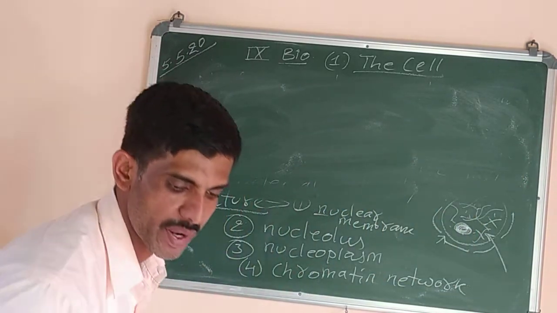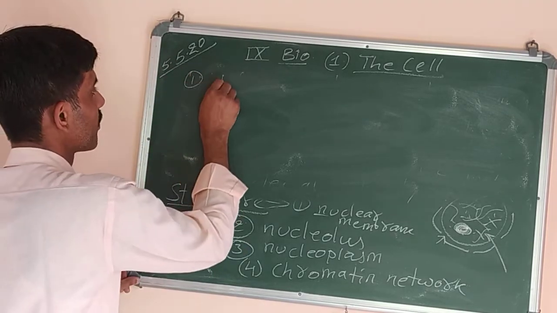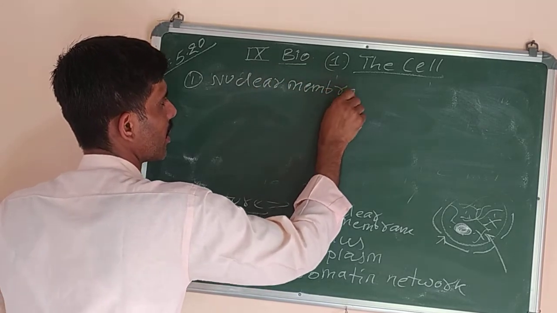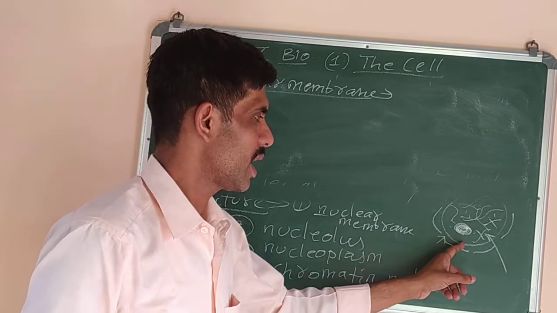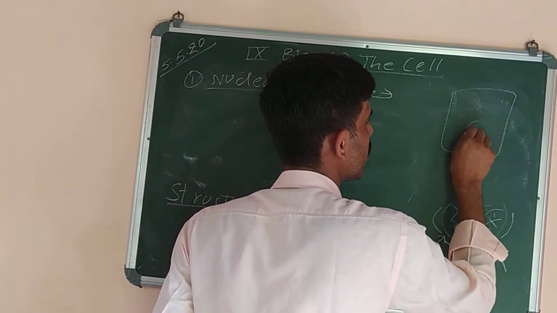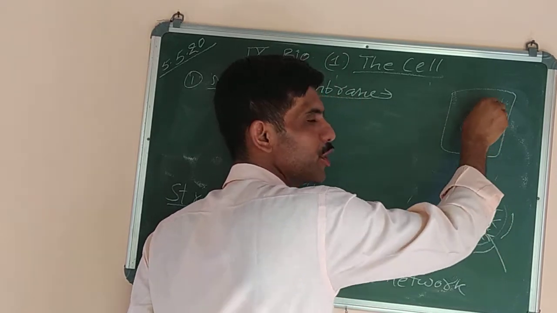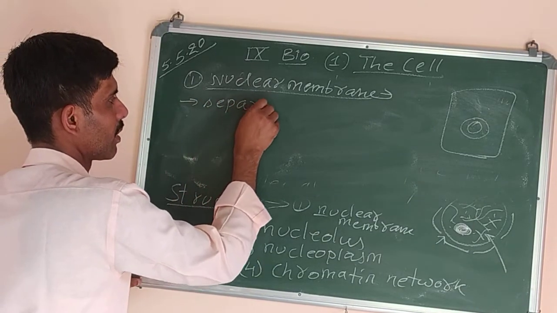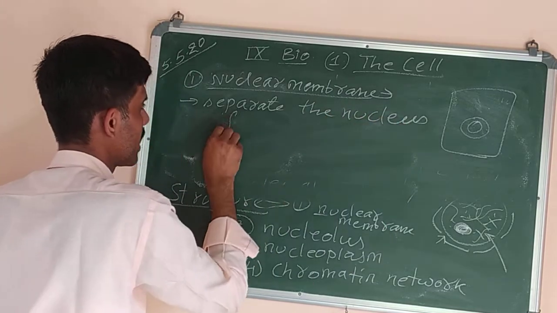Okay, nuclear membrane, one by one you have to study. Already written here. Nuclear membrane. Okay, what are the functions and all? Nuclear membrane separates. This is the nuclear membrane. Like if there is a cell, this is the nucleus, this is the membrane around it. So the function of this membrane is to separate the nucleus from the cytoplasm. Understood it now? So it separates the nucleus from the cytoplasm.